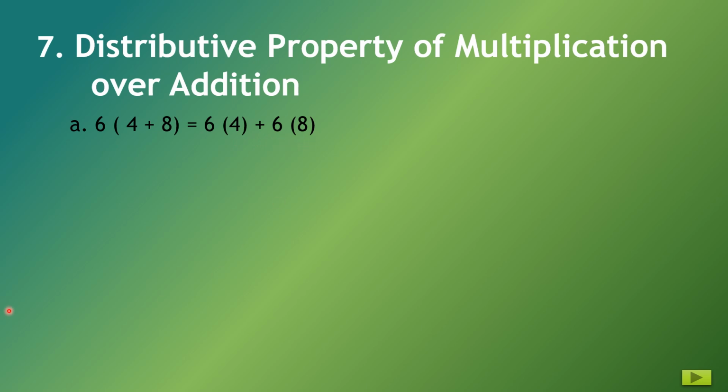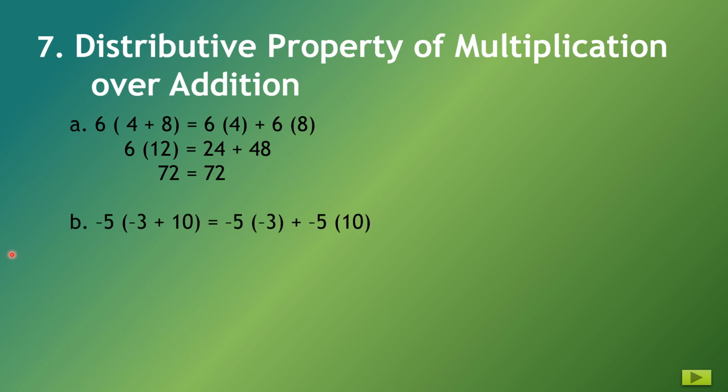So let us now answer. So ganito yung magiging sagot niya. 6, bring down natin yung 6 and then 4 plus 8 is equal to 12 equals, i-multiply natin ang 6 sa 4, so that is 24, and then bring down yung plus sign, and then 6 times 8 is equal to 48. Kailangan, tulad ang sagot ng 6 times 12 at ng 24 plus 48. So the answer, 72 is equal to 72.